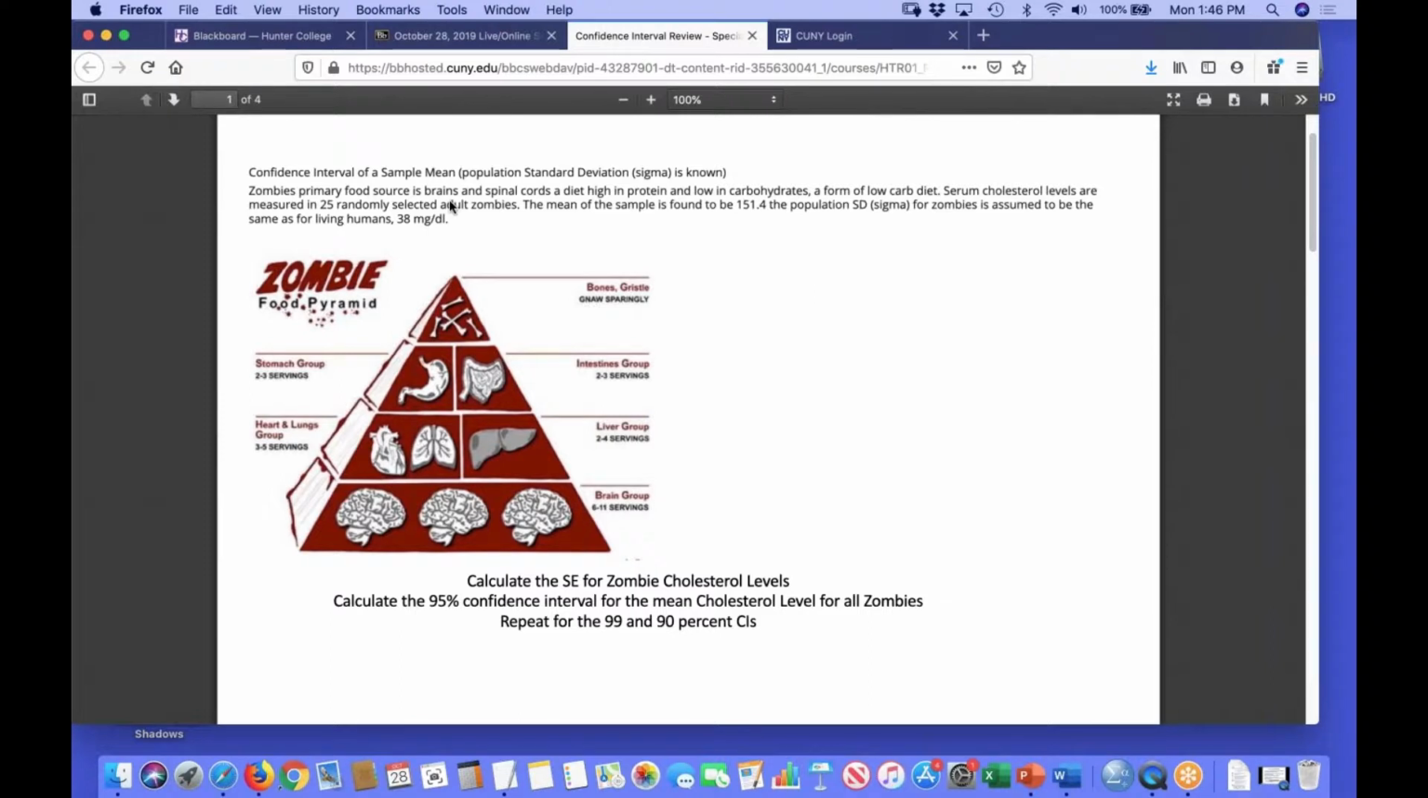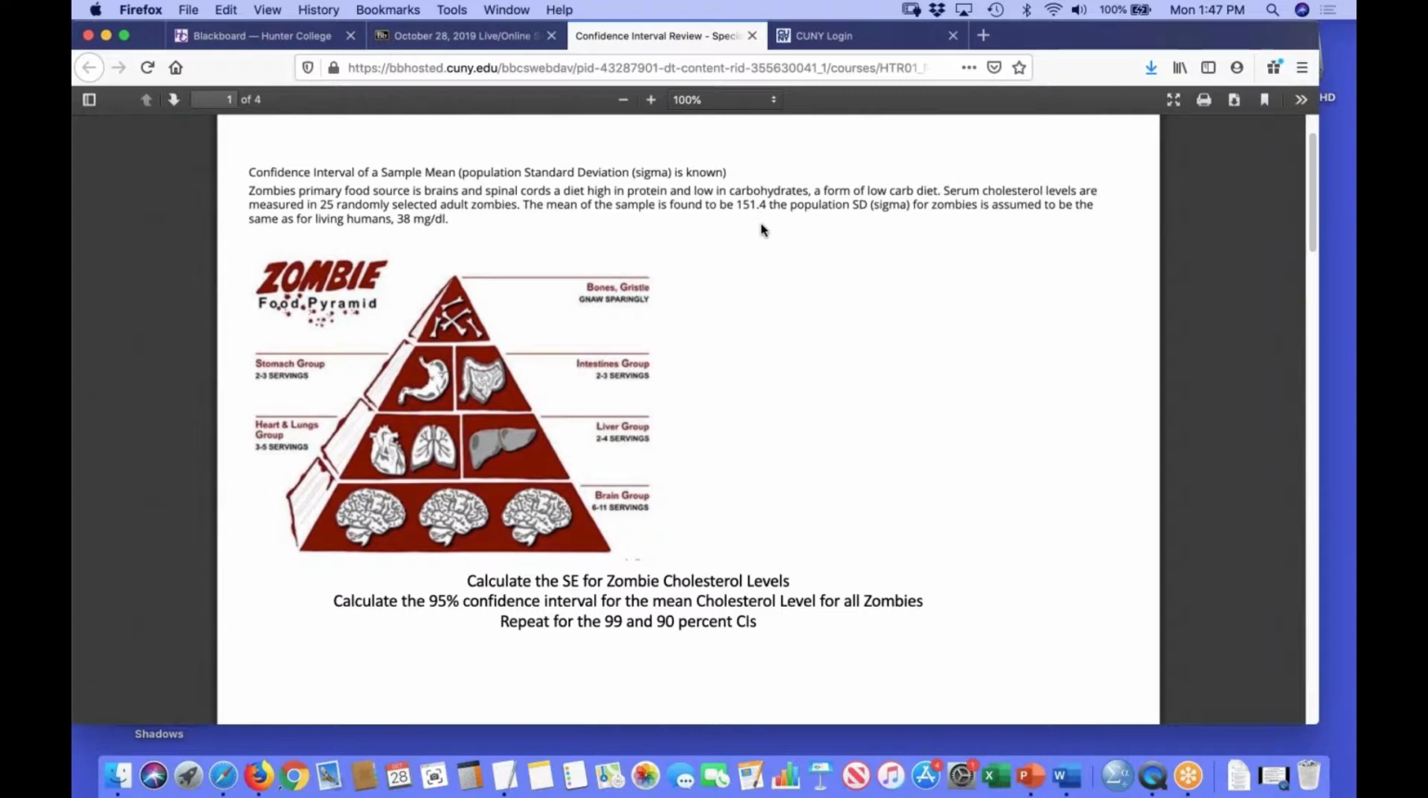So we're going to randomly measure the serum cholesterol in 25 randomly selected adult zombies. The sample mean total cholesterol is found to be 151.4, and we're going to assume the standard deviation for zombies is the same as for living humans, 38 milligrams per deciliter. So we're assuming that we know the population standard deviation. The sample mean that we got from 25 randomly selected zombies was 151.4.